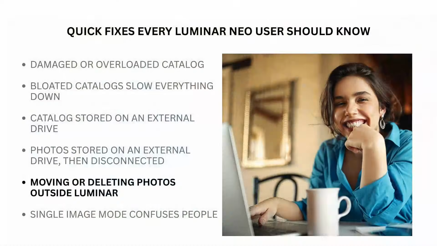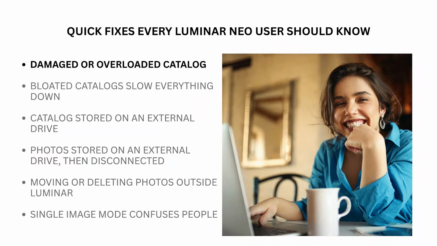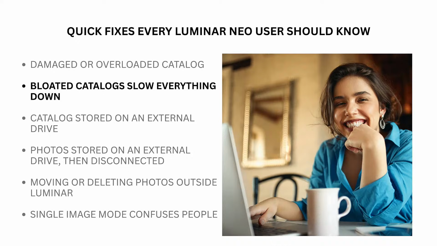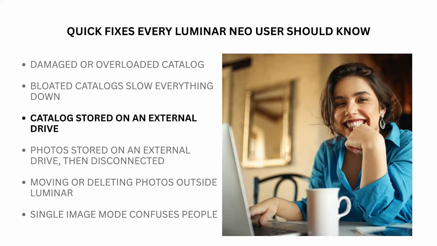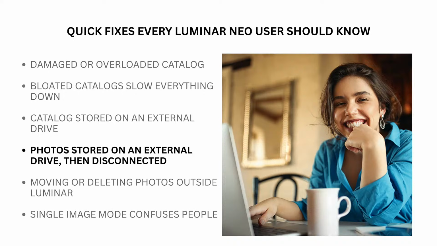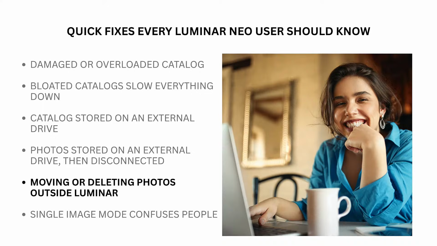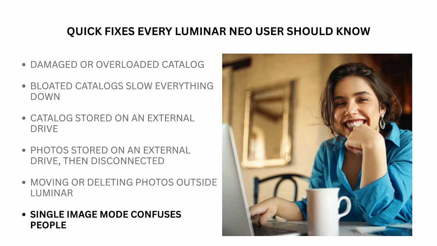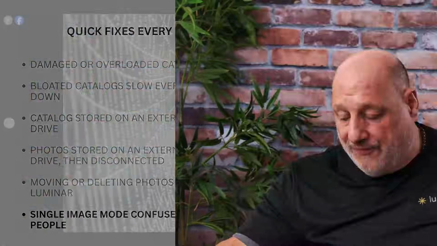Let's review it one more time. Here we are. So the top 5, and if you have additional ones that you want to share with us, please do. Damaged or overloaded catalog, loaded catalog slowing everything down, catalog stored on an external drive, make sure it's on your fastest local, photos stored on an external drive, then disconnected, moving or deleting photos outside of Luminar Neo, and the last one we just did, single image mode confuses people. Those are the top 5 tips I want to make sure you understand.